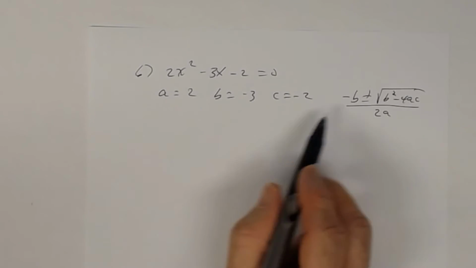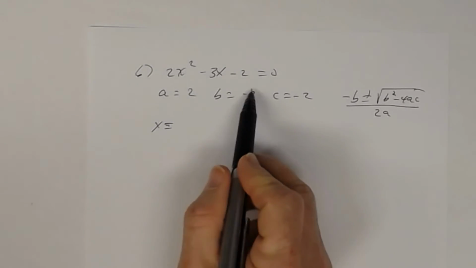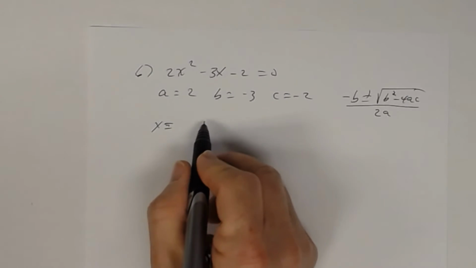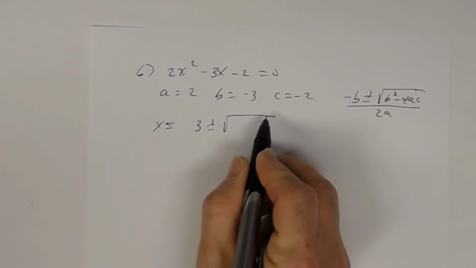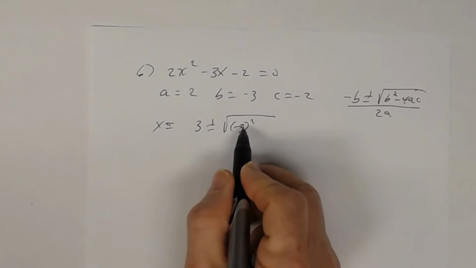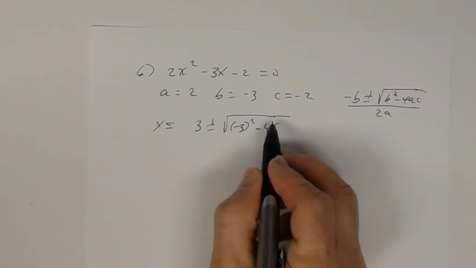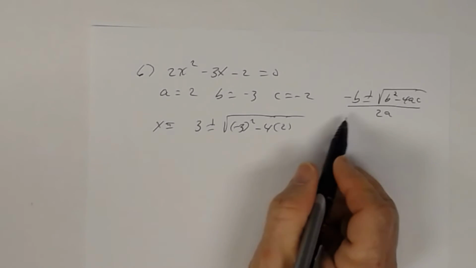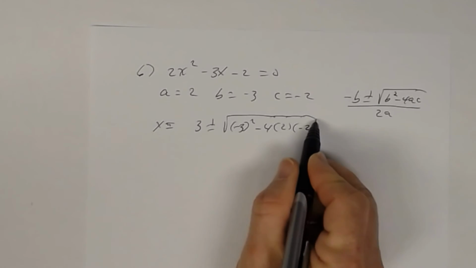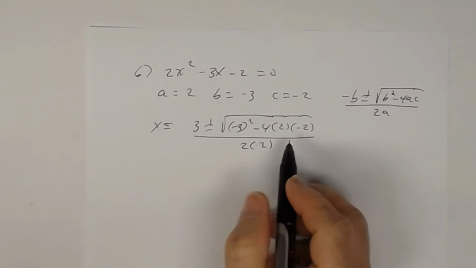All right, substituting into the formula, I get x equals the opposite of b, so the opposite of negative 3 is 3, plus and minus the square root of b, which is negative 3 in parentheses squared, because negative 3 times itself is going to be positive 9 in this case, minus 4 times a, which is 2, times c, which is negative 2, all divided by 2 times a, and so that's 2 times 2.